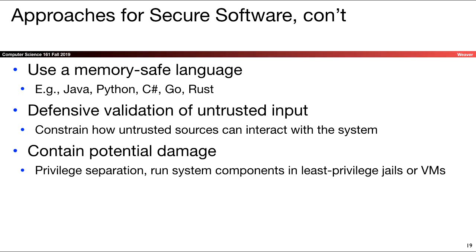And you can try to mitigate or contain any potential damage to reduce the risk if you do have vulnerabilities like this. So for instance, you can use privilege separation. You can run system components in jails or sandboxes or VMs, like run each application, each mobile app, in its own sandbox. This can also help to reduce the harm from vulnerabilities. And that's it for software security. Any questions?